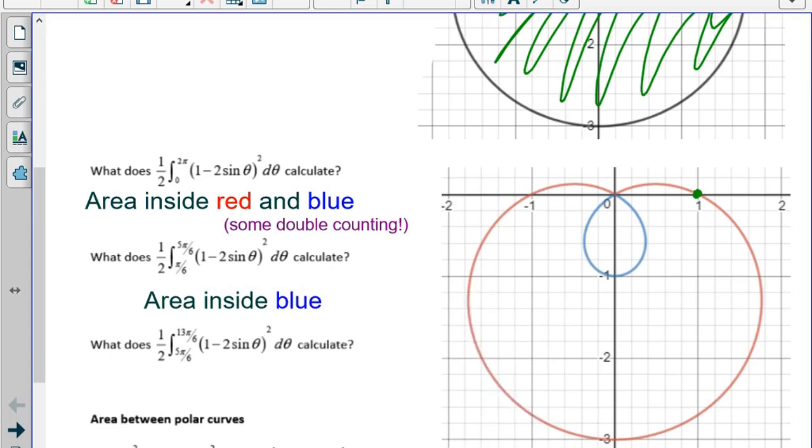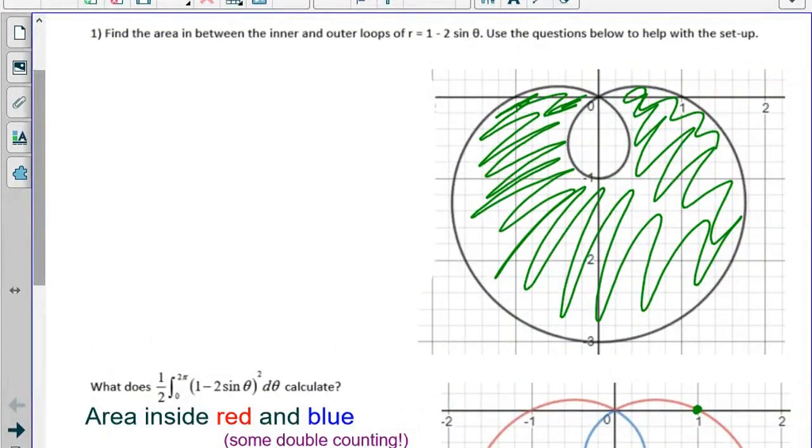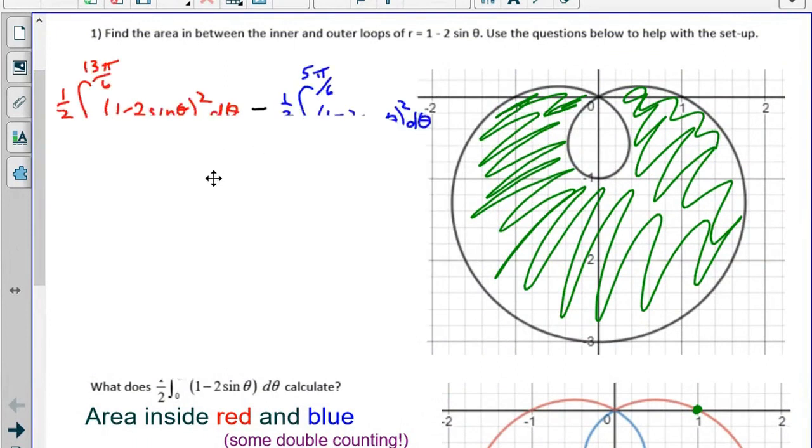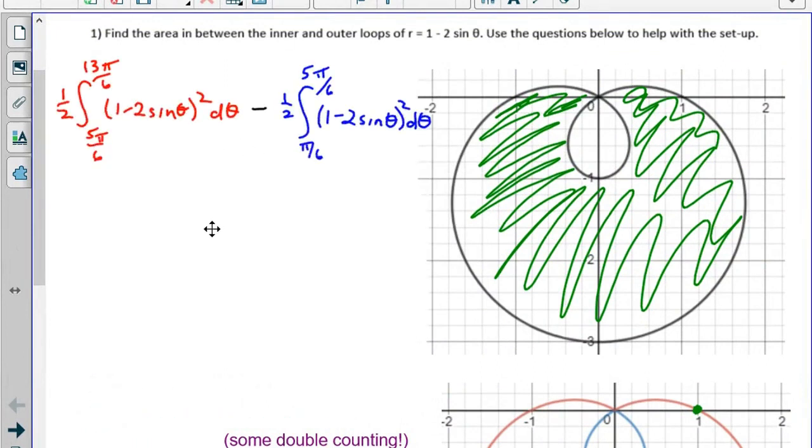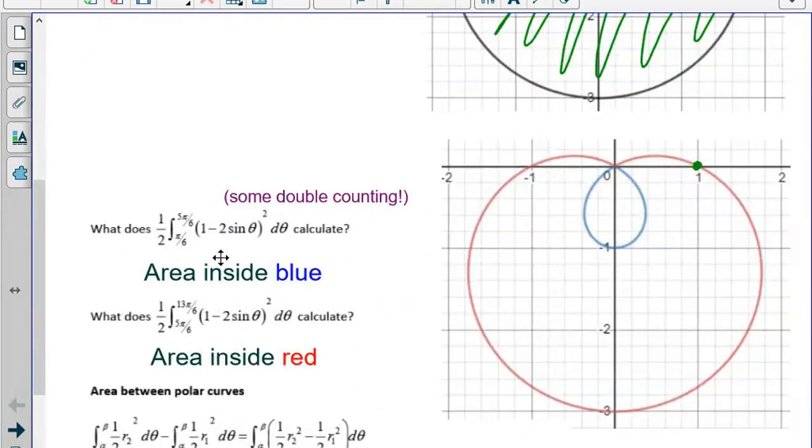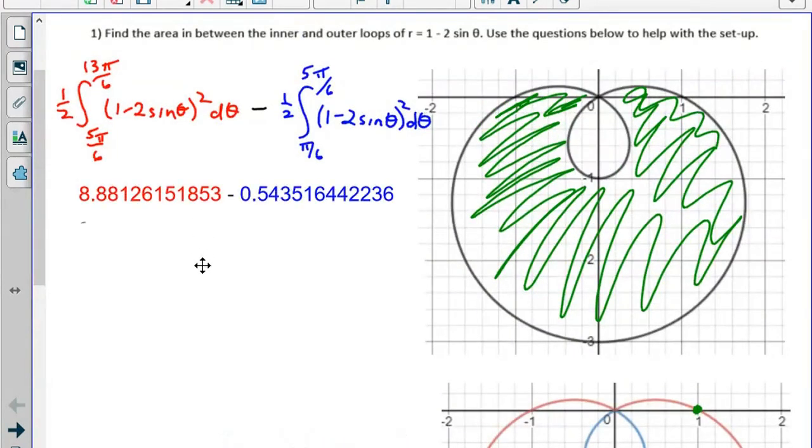So if we take a look at this, we end up with the area inside the blue and the area inside the red for those two calculations. And that's basically what we want. We want to take the area that's inside the red, subtract the area that's inside the blue, and then we end up with a victory here. That gives us the area that we actually want up above. So let's calculate that. If we find the area that's inside the red and subtract the area that's inside the blue, we end up with exactly what we wanted.